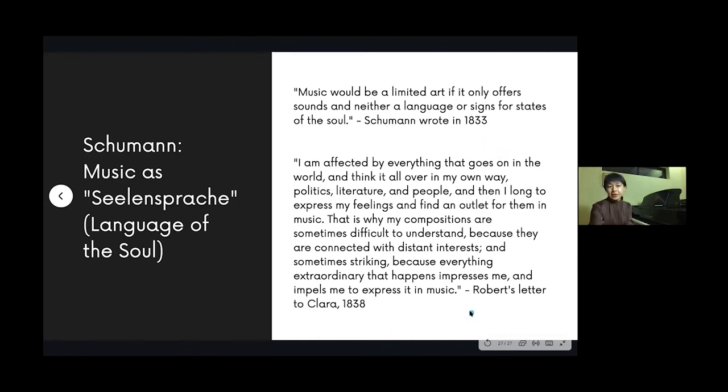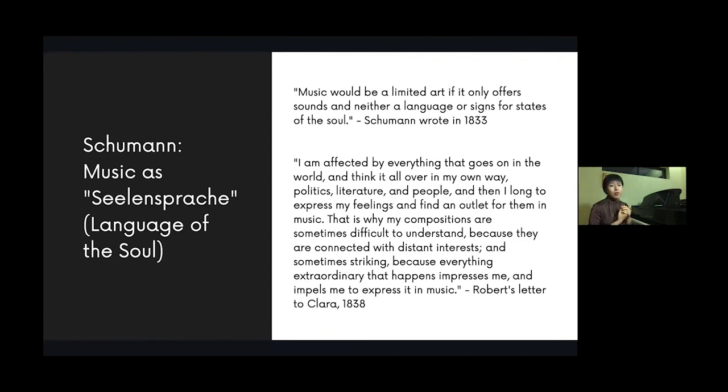And then in his letter to Clara in 1838, he notes that his music is very hard to be understood by most people, because he said, I'm affected by everything that goes on in the world, and I think about it all the way. Anything that happened, politics, literature, and people, and then I long to express them and find an outlet for them in music. And that is why my compositions are sometimes difficult to understand, because they are connected with distant interests. They're connected with his imagination.